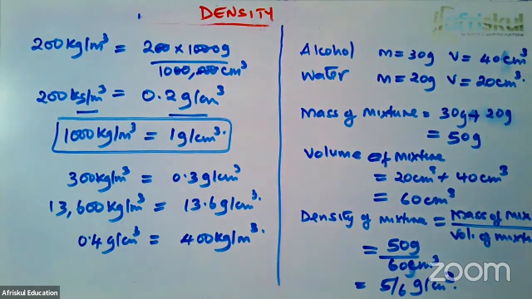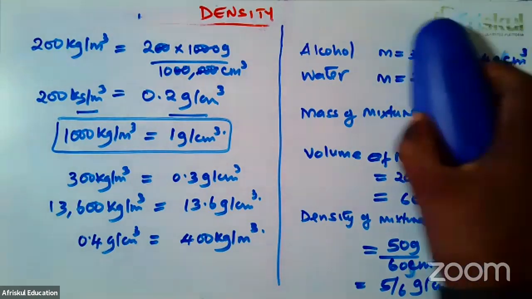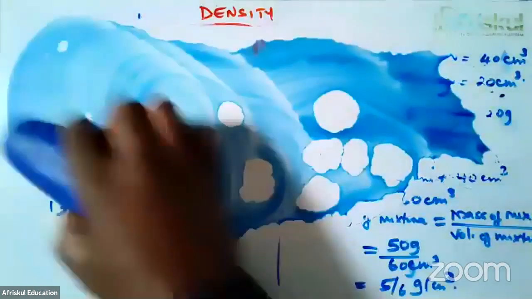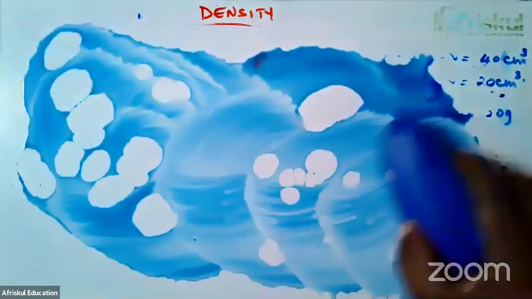Sometimes you may be given some values, and some values are missing and you are required to find them. So I want to give a tricky question now so that you may see how you can use the same formula to find what is missing in a particular question. Let me phrase the question this way.